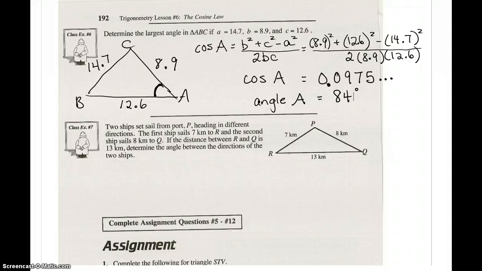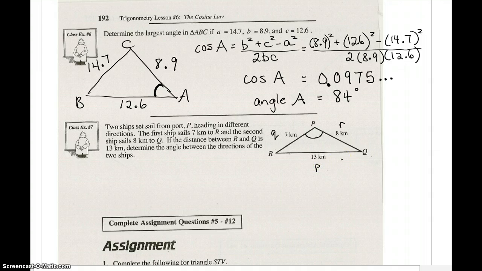Last one, same idea. We've got two ships, similar to the other question, where two ships set sail from port P, and they're heading in different directions. The first ship goes 7 kilometers to R, and the second ship goes 8 kilometers to Q. If the distance between R and Q is 13, what is the angle between the two ships? So we are looking for P. Now, just to remind you, this is little q, over here is little r, and over here is little p.